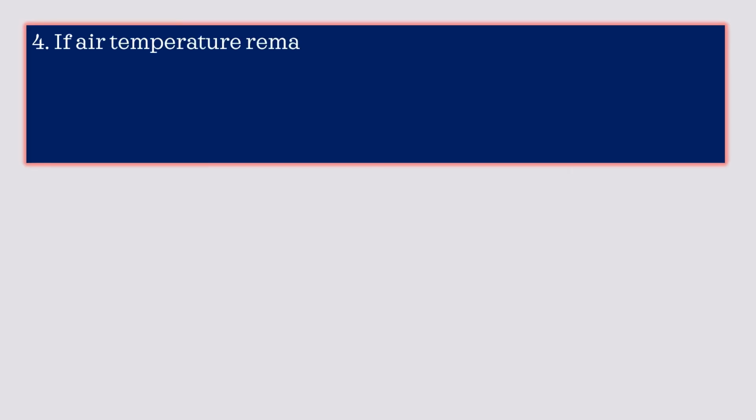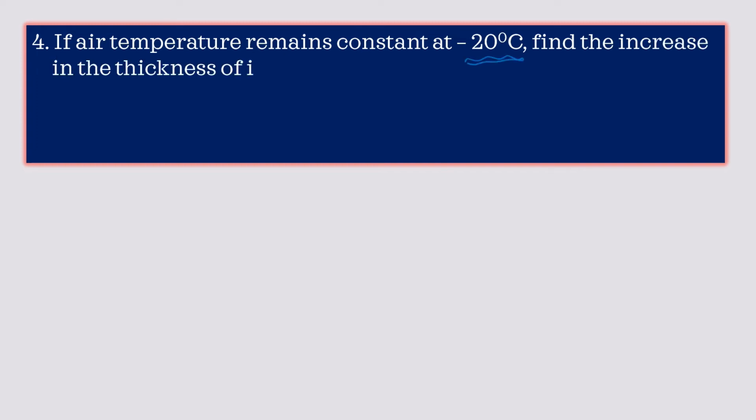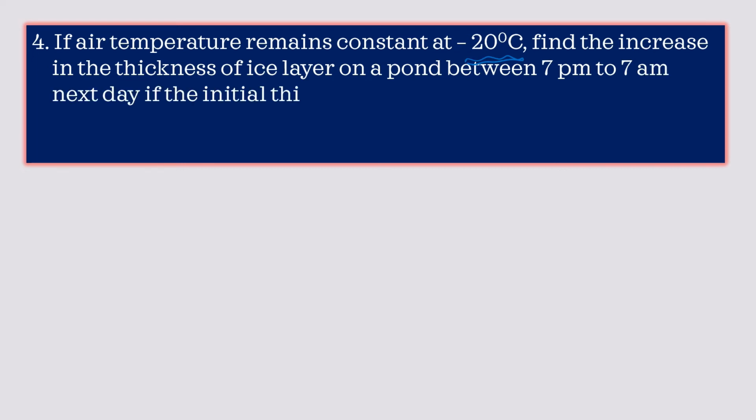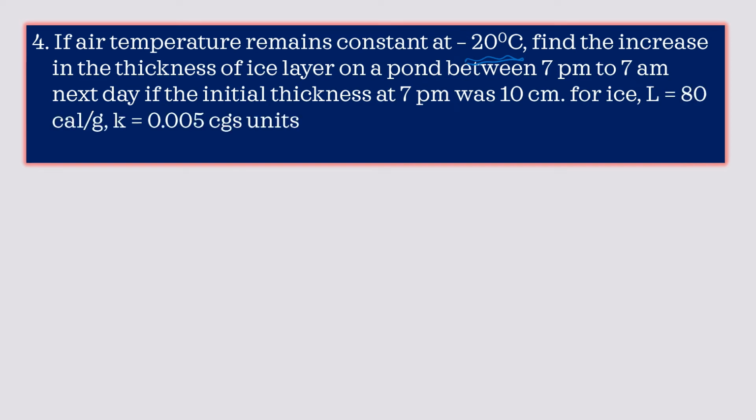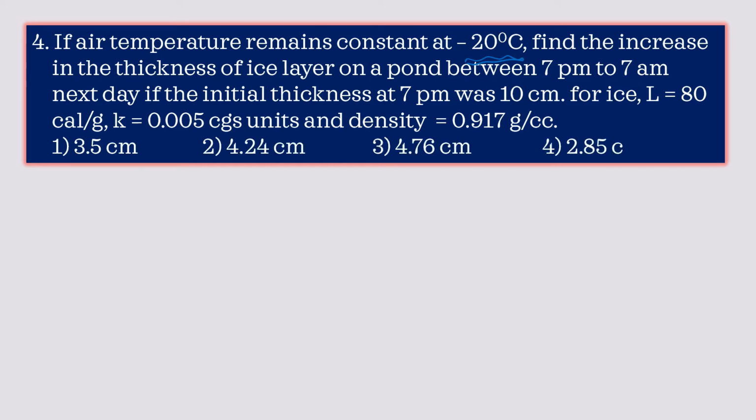If air temperature remains constant at minus 20 degrees centigrade, find the increase in thickness of ice layer on a pond between 7 pm to 7 am next day, if the initial thickness at 7 pm was 10 centimeter for ice, L is equal to 80 calorie per gram and its thermal conductivity K is equal to 0.005 CGS units and density is equal to 0.917 gram per cubic centimeter.